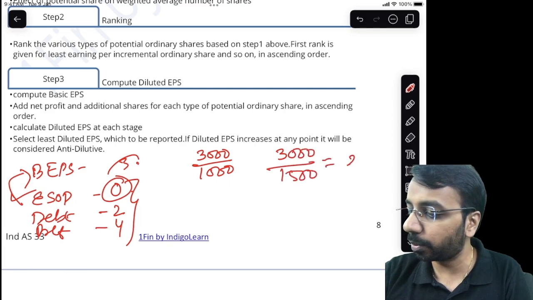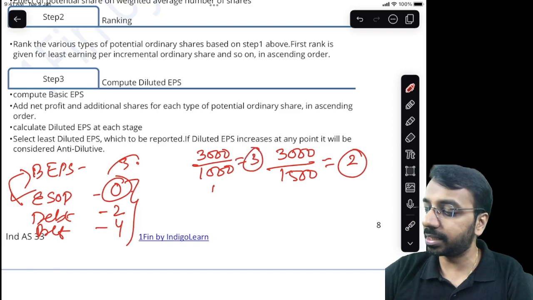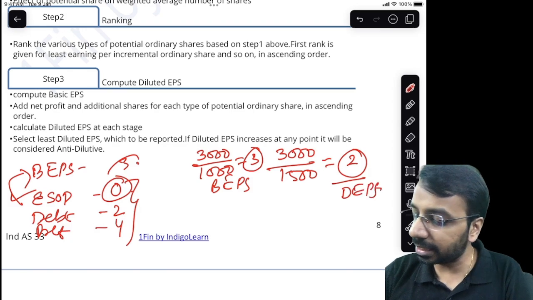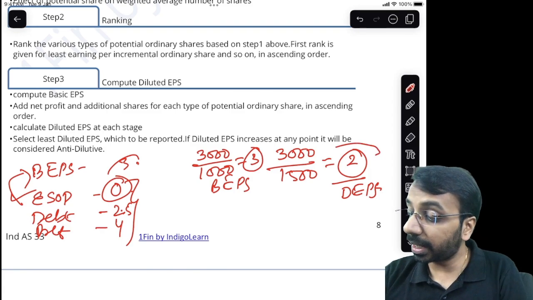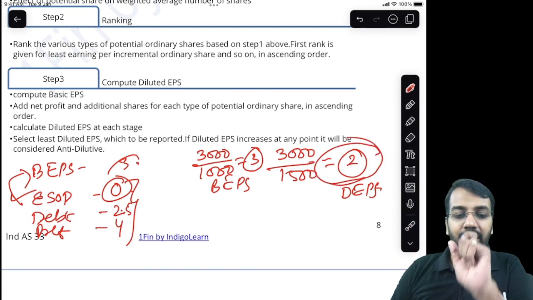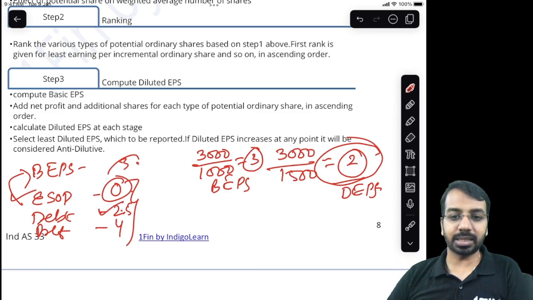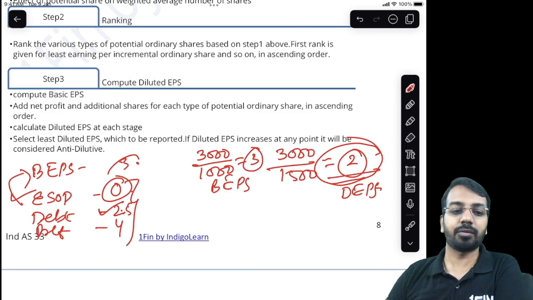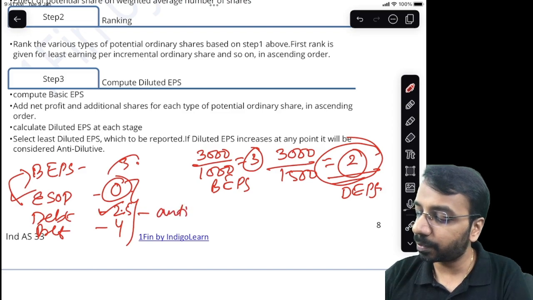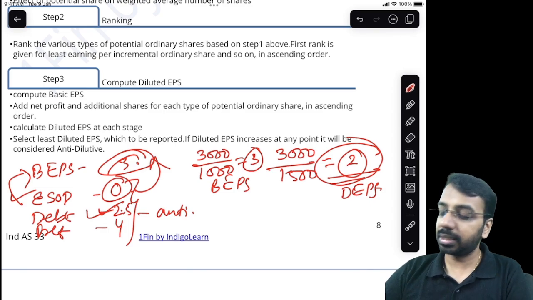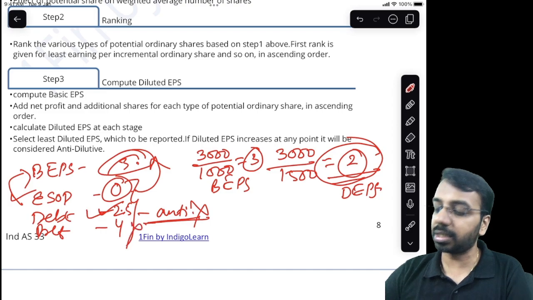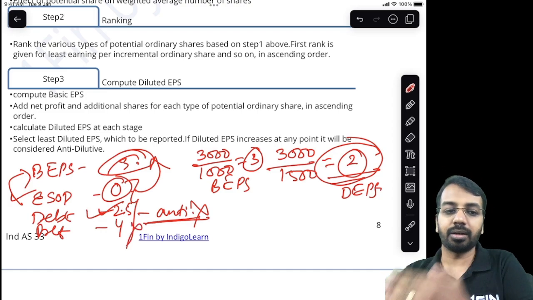Okay, so this became how much? 2. This became how much? 3. This is basic earnings per share. This is diluted earnings per share. Let us say this is 2.5. When you convert debt, it becomes 2.5. Now, my current diluted EPS is 2. If I convert debt, it has a higher EPS than the current EPS of 2. Means this is anti-dilutive. When you started at 3, this was also dilutive. But after considering this ESOP, this becomes anti-dilutive. If this becomes anti-dilutive, then you will not consider this for the purpose of calculating diluted earnings per share.